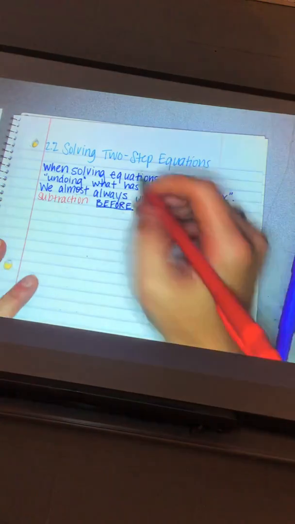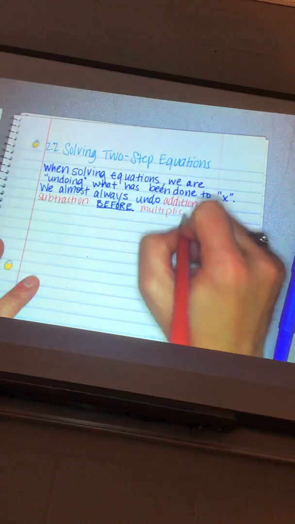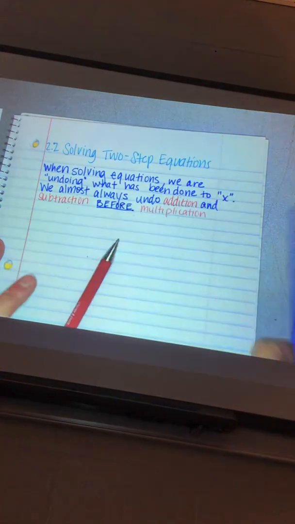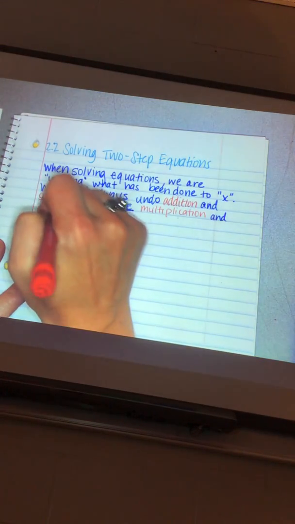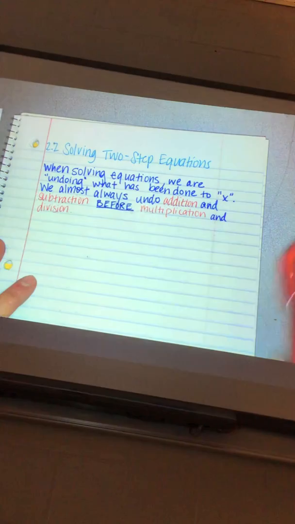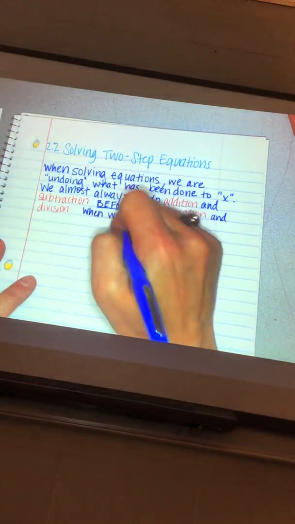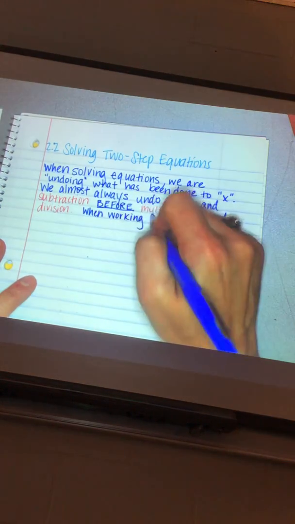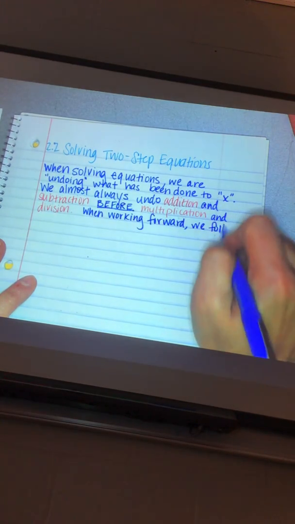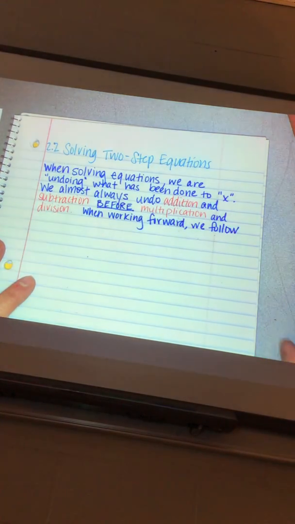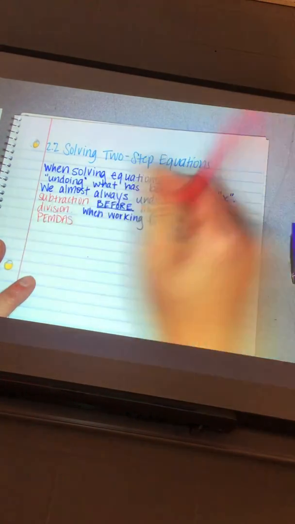what are the other two things? Yep, multiplication and division. When working forward, we follow PEMDAS, which you know is the order of operations.